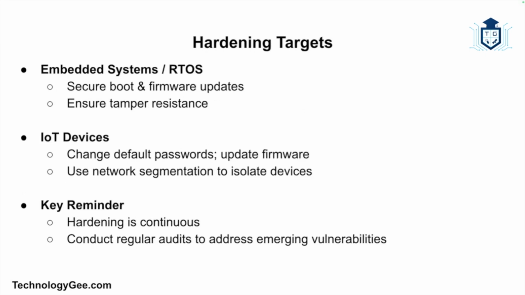Then we have embedded systems and RTOS. You want to implement secure boot processes and firmware updates. And you also want to ensure physical tamper resistance. And then we have IoT devices. You want to change default passwords and update the firmware. And you want to use network segmentation to isolate IoT devices from critical systems. So remember, hardening is an ongoing process. You want to conduct regular audits that are crucial to identify and address any new vulnerability.